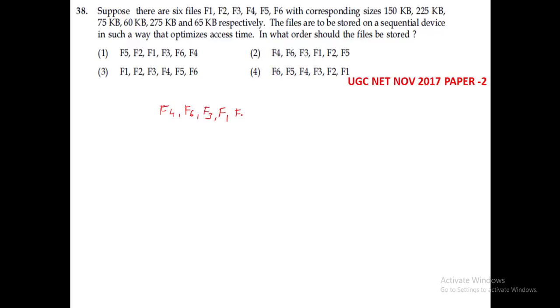and after the 150 KB we have a 225 KB file, that is the F2 file, and after that you have the 275 KB file which is related to F5, right? So this is the order: F4, F6, F3, F1, F2 and F5. So according to these four options, option 1 is not the right one, and option 2 contains the files F4, F6, F3, F1, F2, F5. So the answer for this question is the second option.